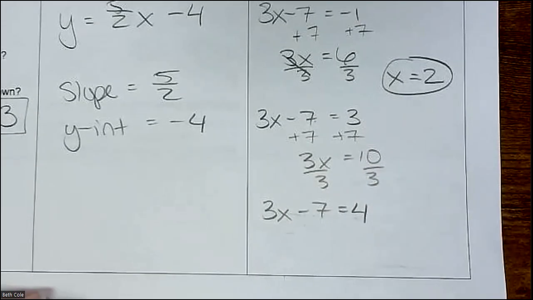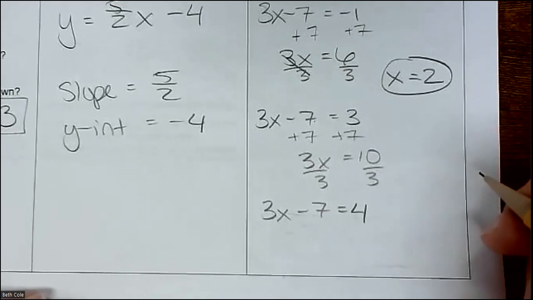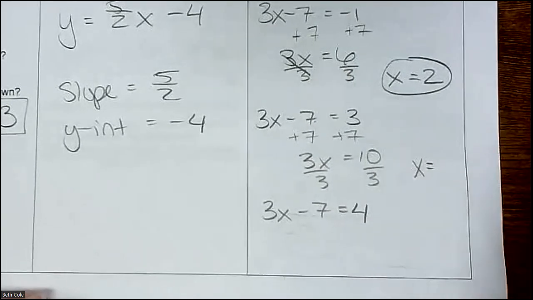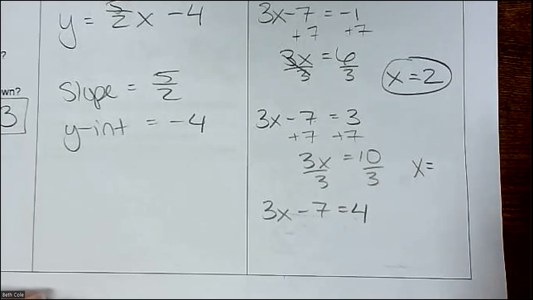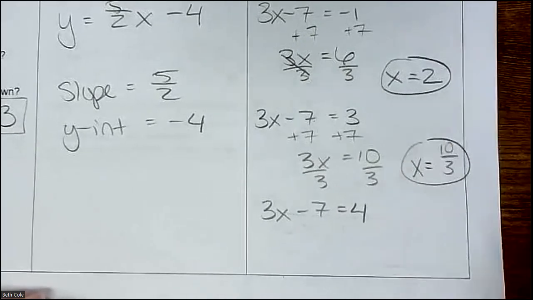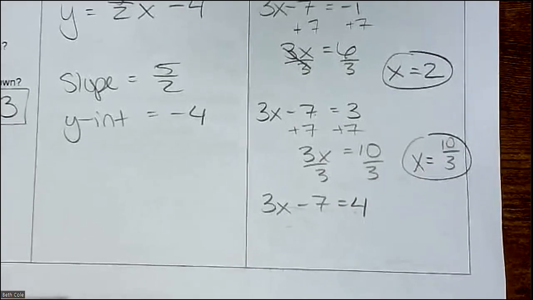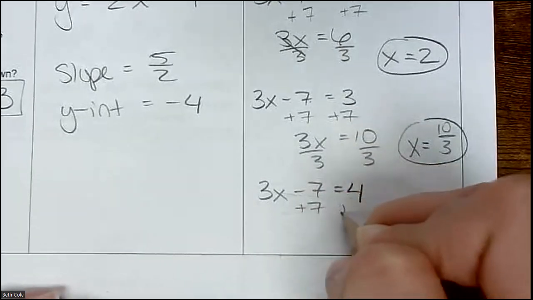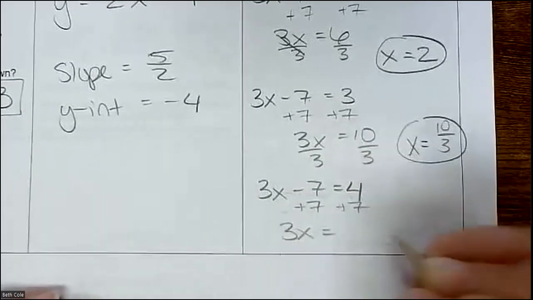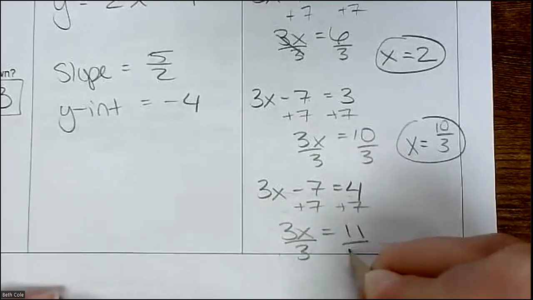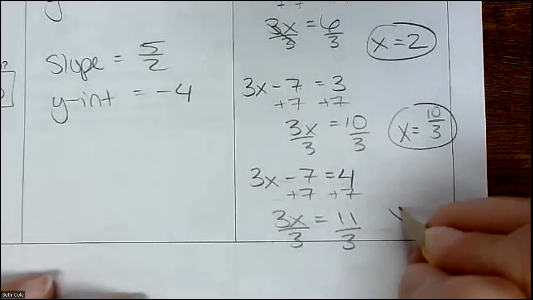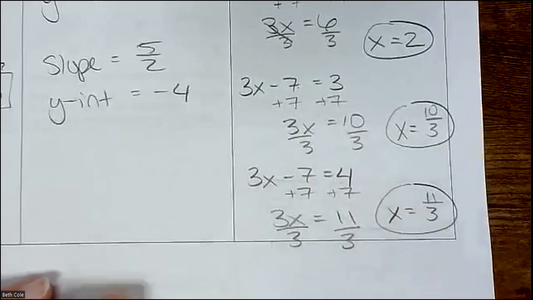10 won't divide by 3 nicely, so you would just see if you can reduce it. Can you reduce 10 over 3? No, so just leave it as 10 over 3. There's nothing wrong with that. All right, and then the last one, add 7, you get what? 11. Divide by 3. Can you reduce 11 over 3? No, so just leave it 11 over 3.